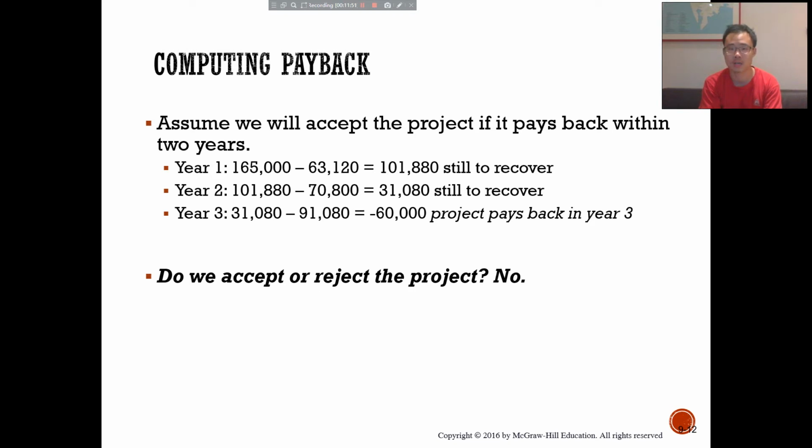But do we accept or reject this project? No, we reject this project. Why is that? Because we only accept this project if it pays back within 2 years. Here, we find that until the 3rd year, we cannot recover all of the investment. We can only recover all the investment at least from the 3rd year. That's why we reject this project based on this decision rule, payback period.